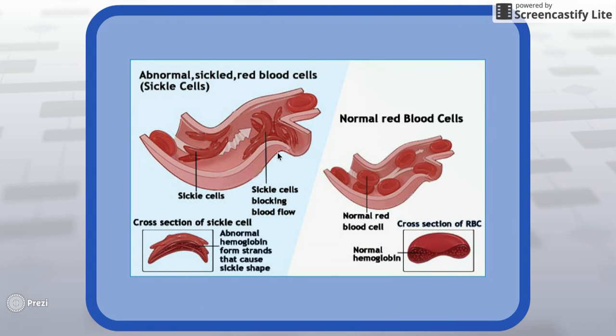Here you can see an example of the sickle cells getting stuck and how normal cells are able to make it through the pathway. Also, organ damage and other complications often shorten people's lives by about 30 years if they have sickle cell anemia.